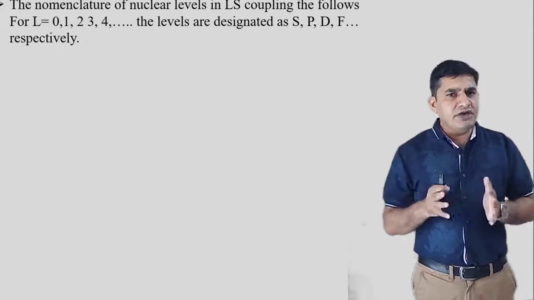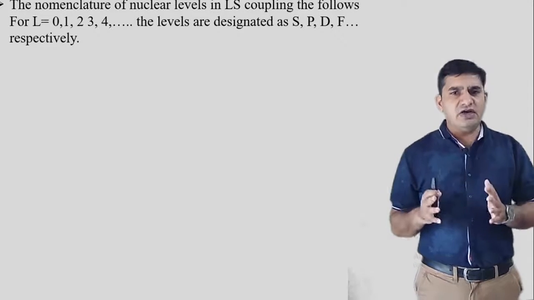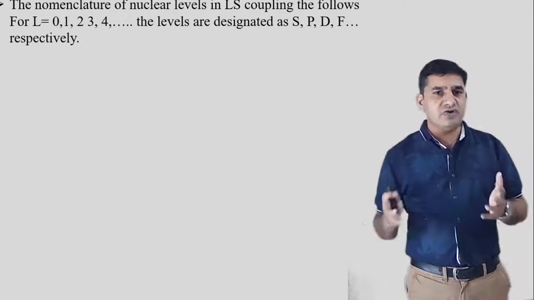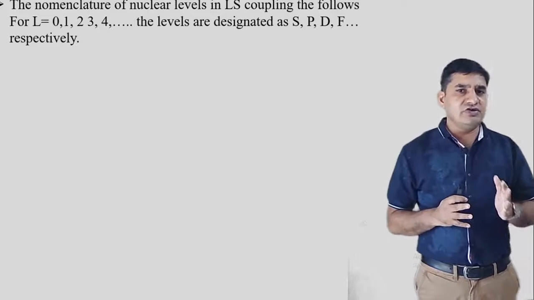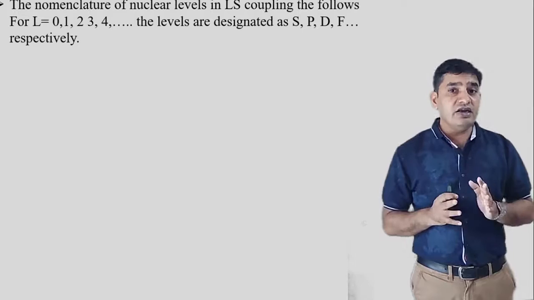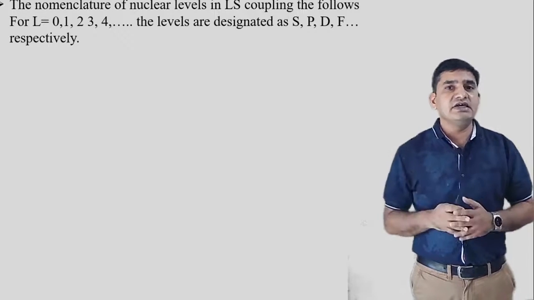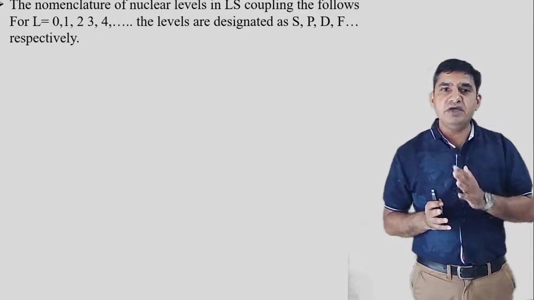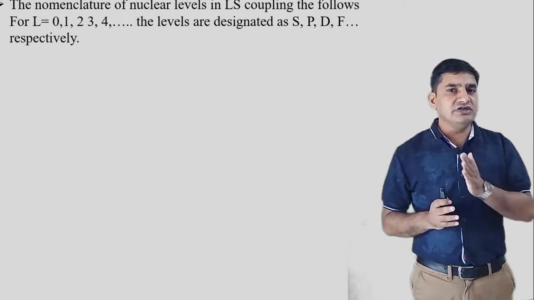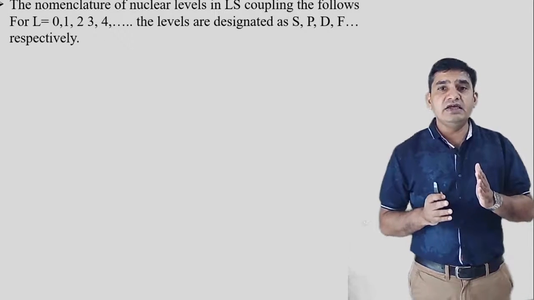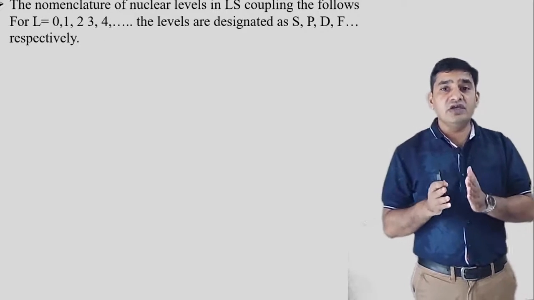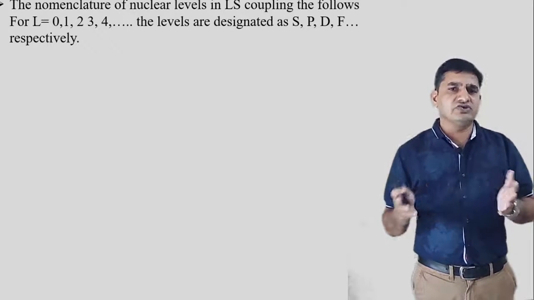Then the nomenclature of a nuclear level in LS coupling is as follows. If we consider L equal to 0, the level is designated as S. If L is equal to 1, it is P. If L is equal to 2, it is D. If L is equal to 3, then it is F, and so on.